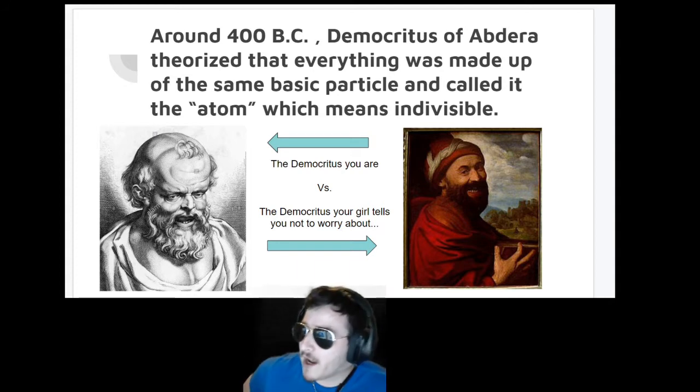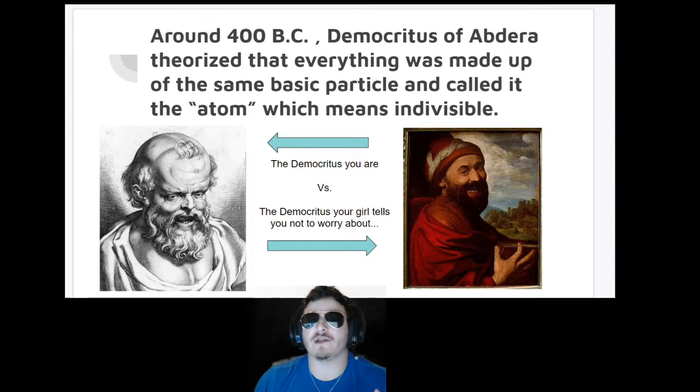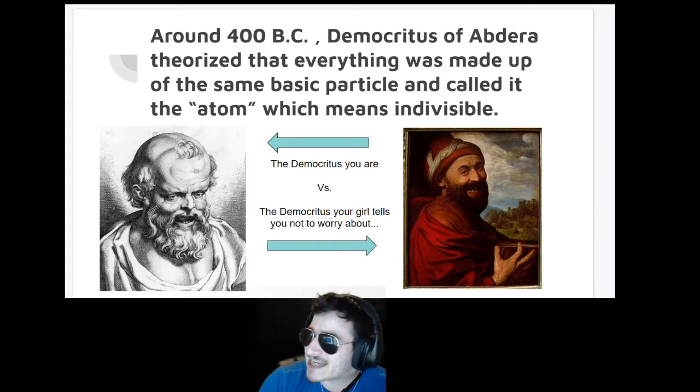Democritus of Abdera, a Greek man, theorized that everything that we can see, touch, feel was made up of the same basic component. And he said that this same basic component is as small as it could possibly be, and it's indivisible. And so, therefore, indivisible translated in Greek is atom, which is why he theorized that everything is made up of the atom. Right?